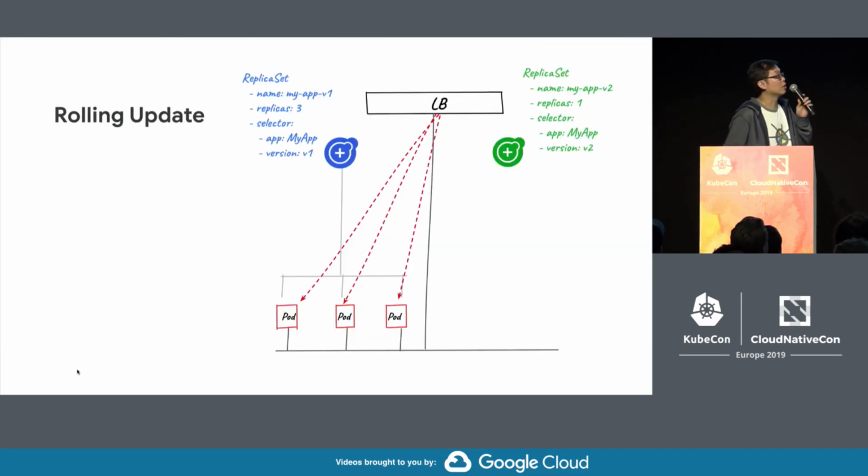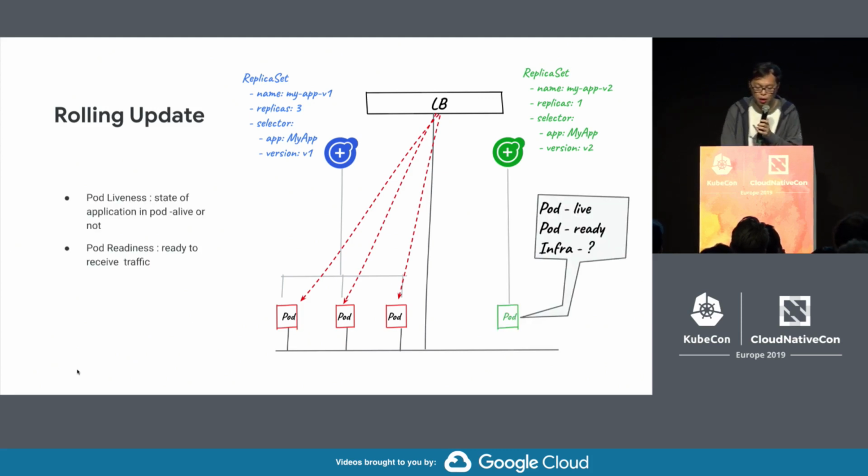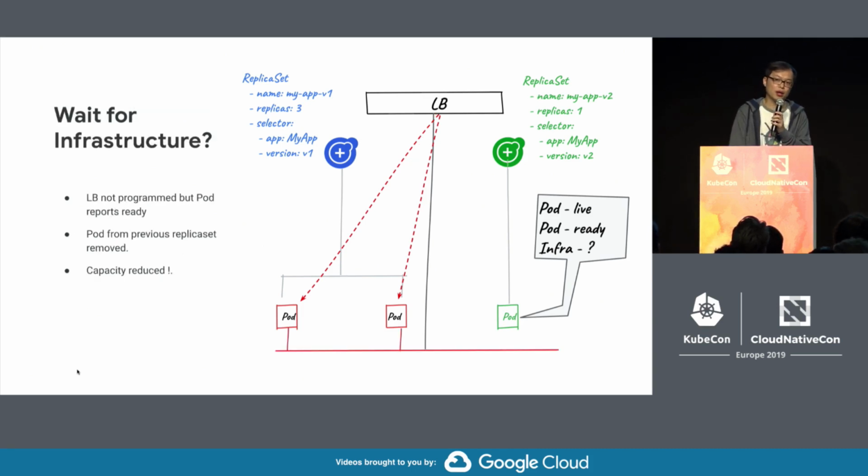Here, we're going to walk through a rolling update case. On the left, the blue replica set is the V1 version of the application, and the green one is the V2. At first, everything is stable. The load balancer is targeting the old version. Then the rolling update starts. The new pod gets started, and the container becomes ready to serve, but the load balancer is still not programmed to target the new pod. And the old pod gets removed. In this transition period, there's a slight reduction of capacity, because it used to be 3 pods serving traffic and now it's only 2.